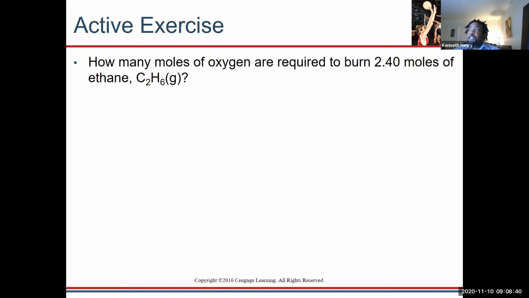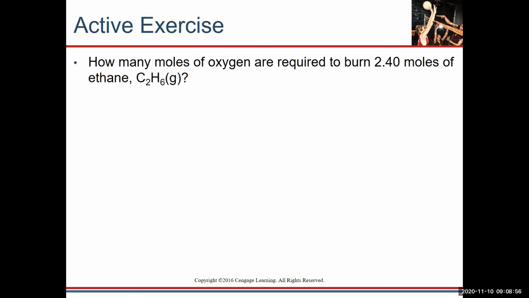How many moles of oxygen are required to burn 2.40 moles of ethane, C2H6? Okay, what am I going to do? First thing, 2.40 moles.